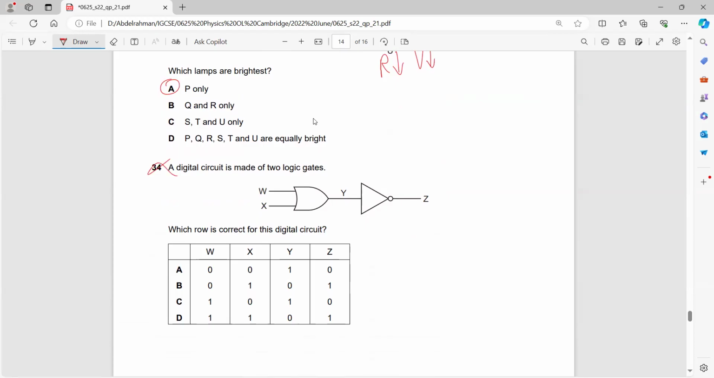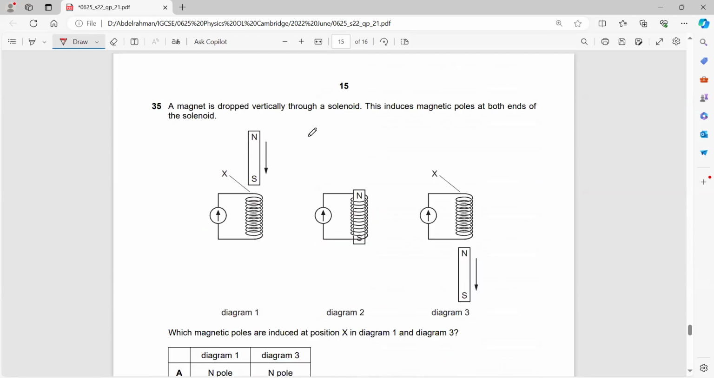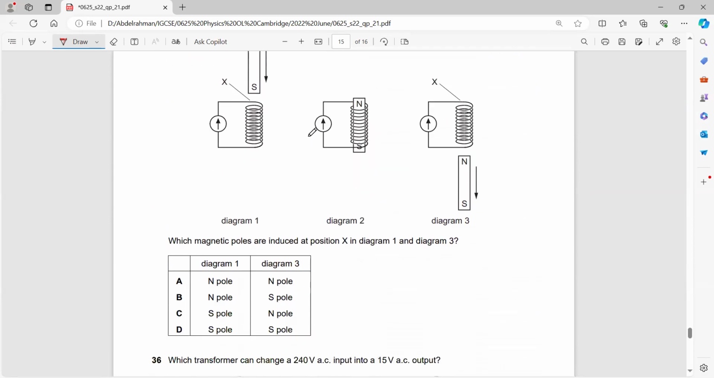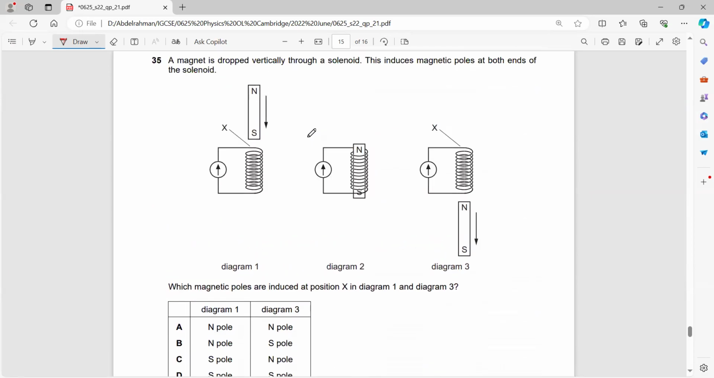Definitely, this is cancelled. 34. Carmen was the answer. She takes computer science. I'm so mad. 35.